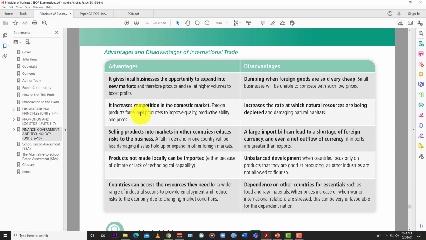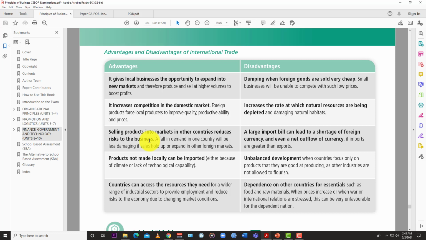And so that's one thing that international trade allows, because you can go outside, local people got to step up the game. Then you have selling products into markets in other countries reduces the risk to the business. So what they're saying is that instead of relying on one market only, let's say one country only, you have more markets to sell to. And as such, that reduces the overall risk.